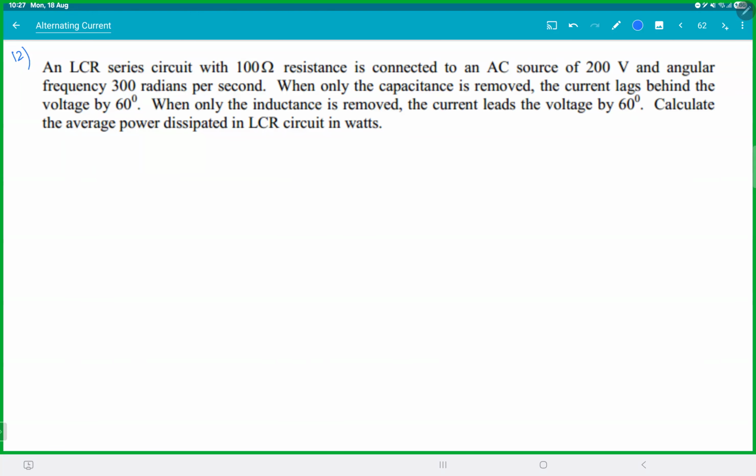Let's see. You can try to understand, first of all, an LCR series circuit with 100 ohm resistance is connected to an AC source of 200. That is RMS value. AC source, how can it be constant? So that is RMS. Frequency is given. When only capacitance is removed, the current lags. So you have an inductor and you have a resistor. This is what he's trying to say. If you remove the capacitance, you have only this thing.